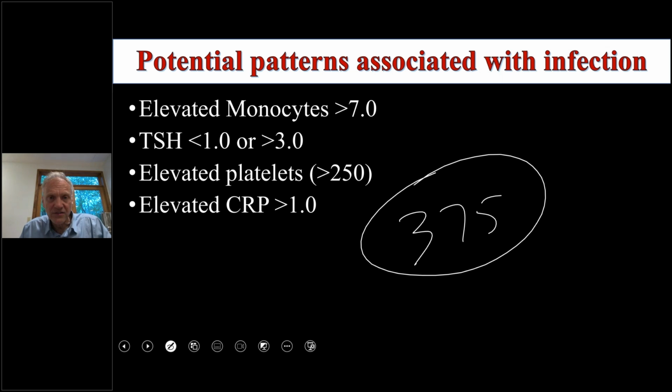Now, if you have somebody with platelets of 375, does that mean that they have a chronic infection or they have an acute infection? Well, it doesn't necessarily mean that, but it can. It fits a pattern of that. So if somebody comes in, they're fatigued, they have joint pain, their TSH is lower than 1, and their platelets are 325, I'm going to say all of that fits a pattern of a chronic infection.